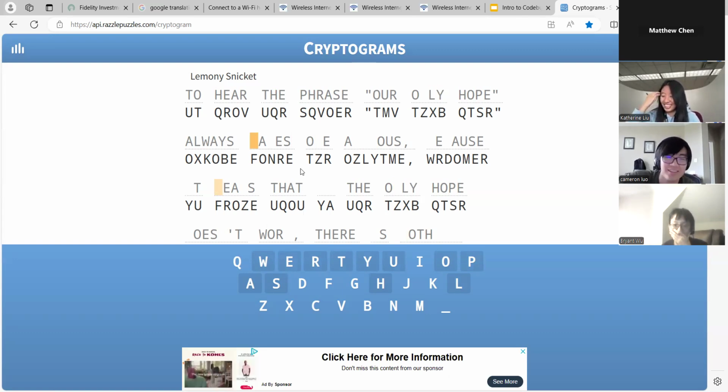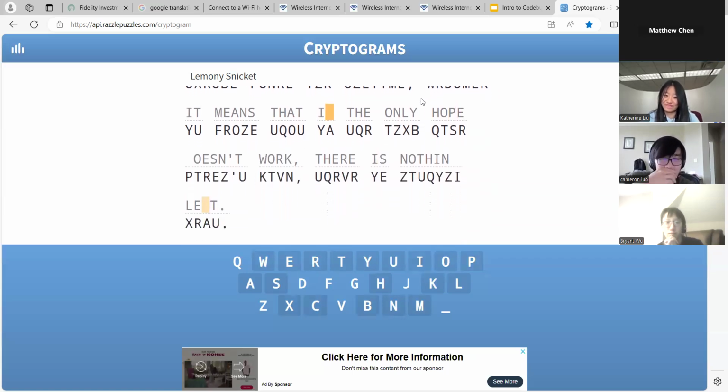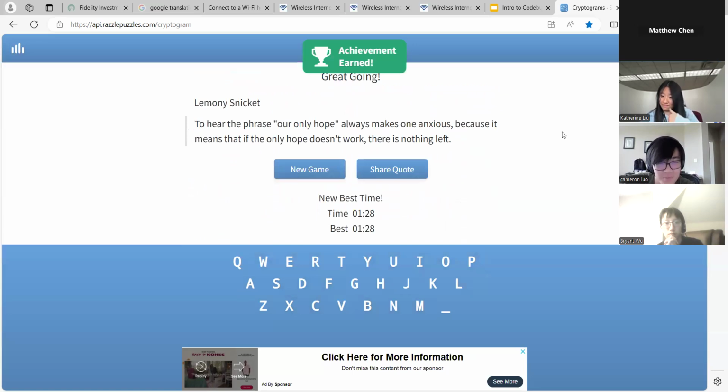Okay. To hear the phrase our oh the thing, you can just tell that's only, and then after always, the word that makes sense is makes one, and then anxious, and then the next one looks like because. It's probably just if because the bottom one, the last one, looks like left, and it doesn't where there is nothing left. Yeah. That was really good. Okay.